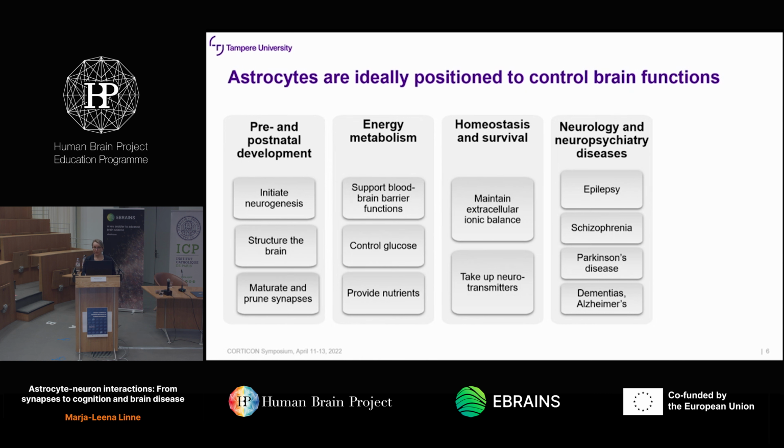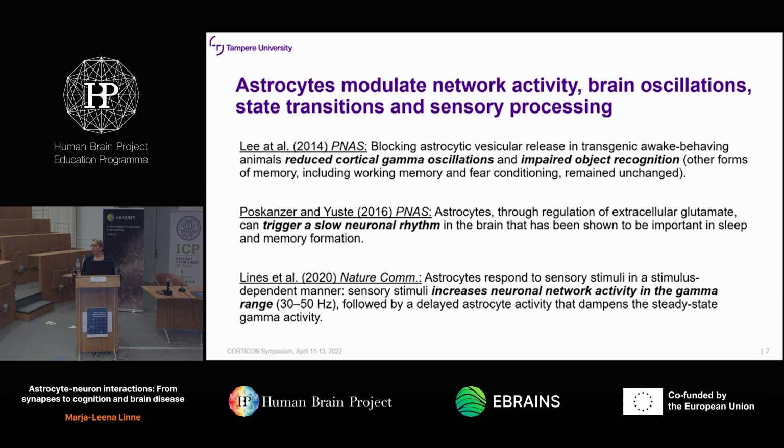So for this symposium, I collected 3 slides of evidence about how astrocytes modulate brain signals and brain activity. So here are 3 examples about how astrocytes modulate network activity, brain oscillation, state transitions, and sensory processing. And if you go to the internet, you will find more, but I have selected those that were kind of eye-opening to me. In one of these studies, Lee et al.